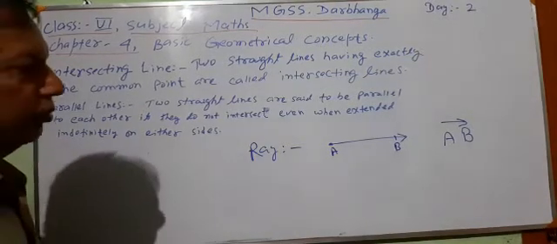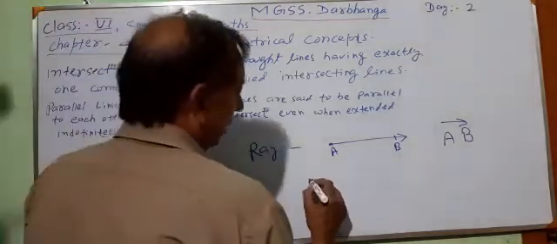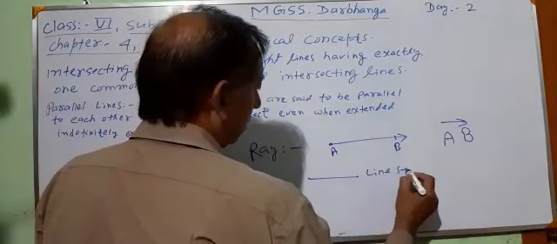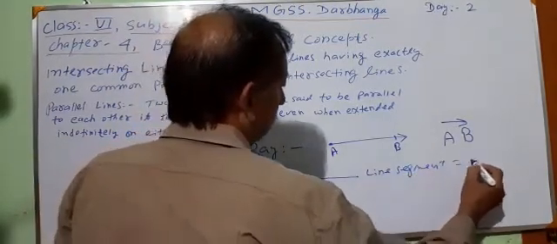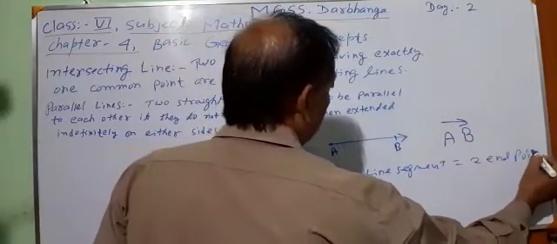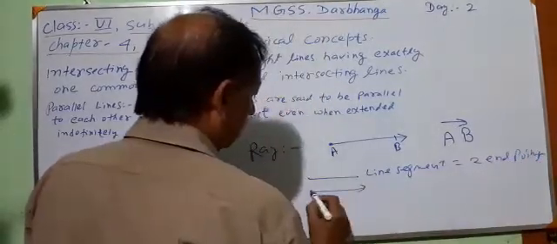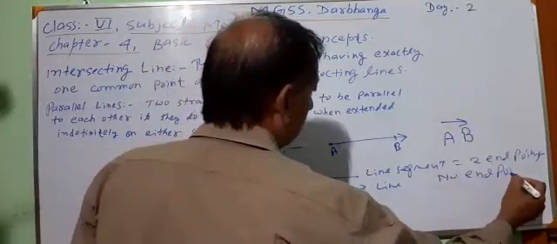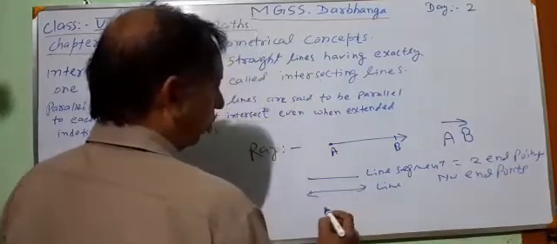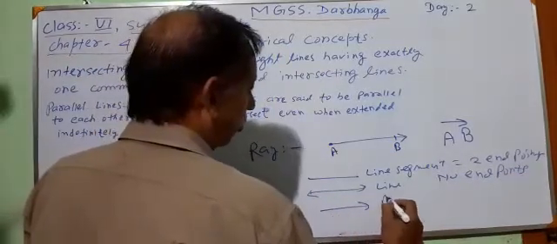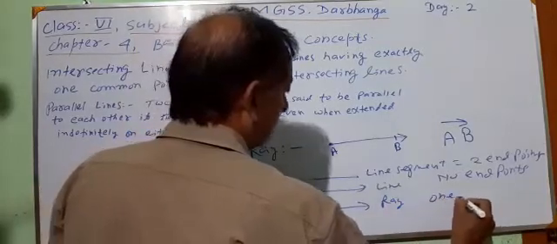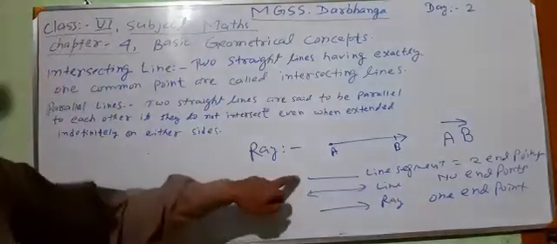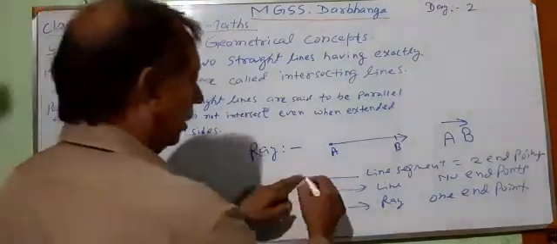And we can differentiate between all the three. Line segment, two end points. Line, no end points. And ray has one end point. Ray, one end point. Here, line segment has two end points A and B.